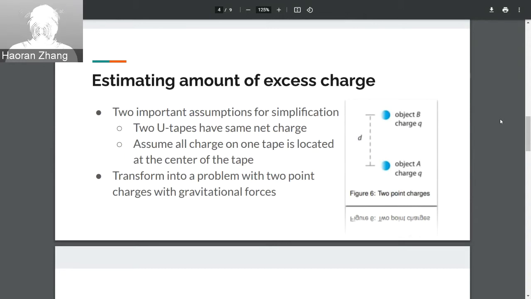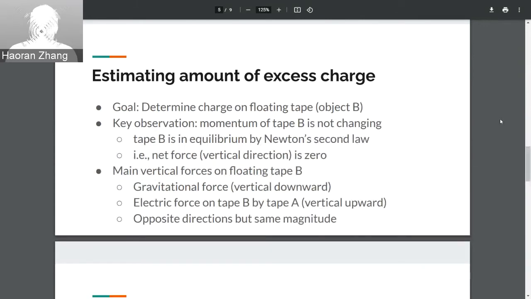and we now transform the problem into two point charges that are both experiencing gravitational forces. Here, our goal is to determine the charge on the floating tape, which is tape B on the top. And there's a key observation that the momentum of tape B in the vertical direction is not changing.